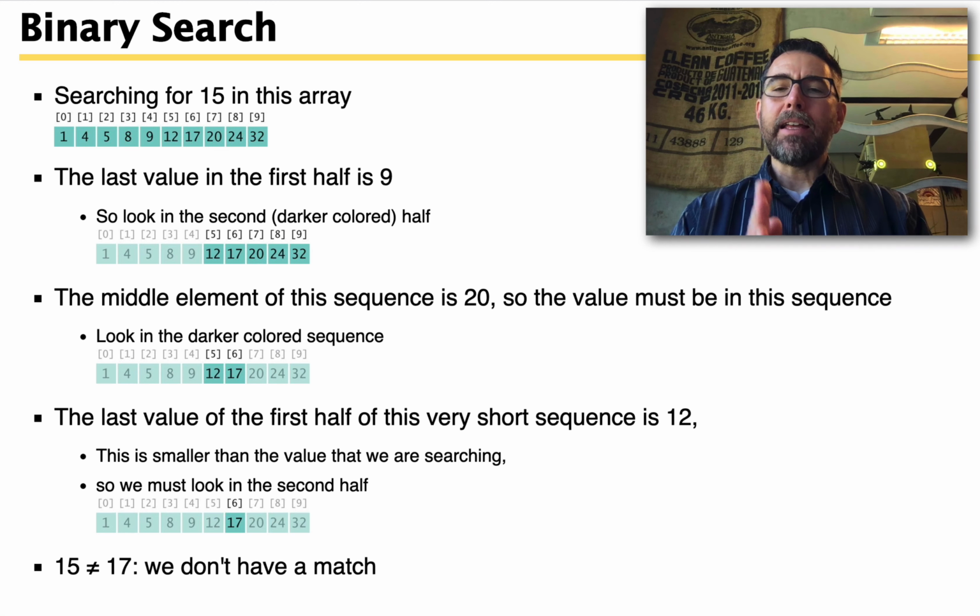12 is below it, 17 is above it, and those are adjacent. And so we know, therefore, that 15 must not be in our array. And so we return a signal indicating that it's not present. And again, we'll assume that that signal will be returning -1, and we'll assume that our array only contains positive integers. So this splitting strategy is what gives binary search its power.